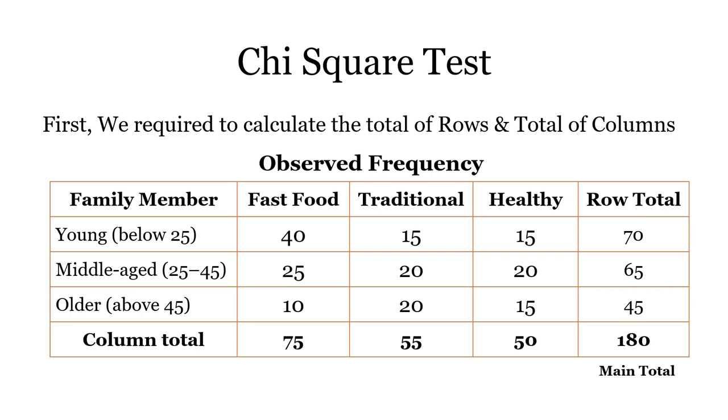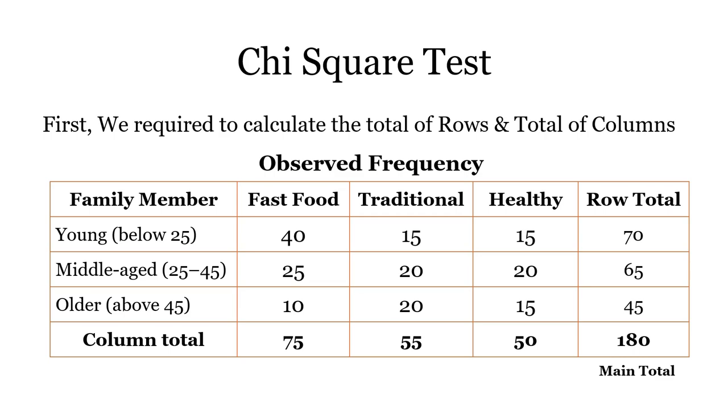So we will be rewriting the observed frequency again, but here we have to add one more column and one more row for making the total of the given observed frequency. For the first row, the total is 70. For the second row, the total is 65. For the third row, the total is 45. Similarly, the first column total is 75, the second column total is 55, and the third column that belongs to the healthy type of food, the total becomes 50.